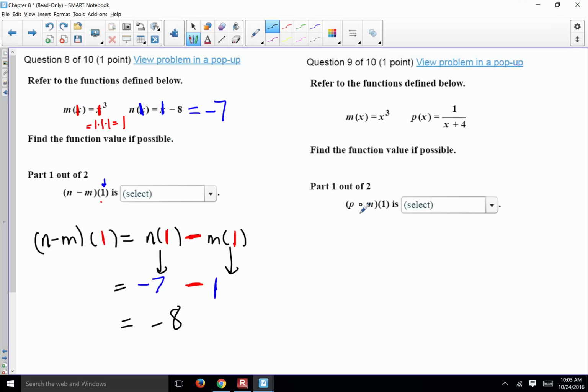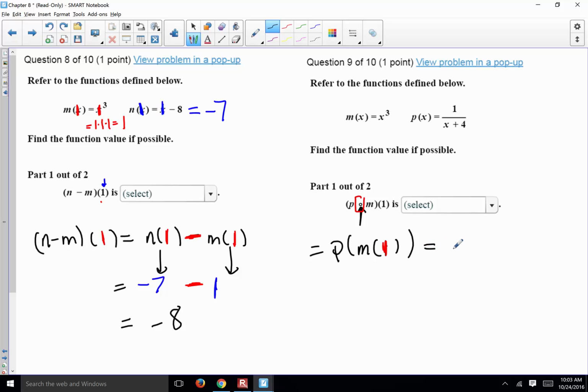Number 9. Oh, we are back to our nightmare again. It's composition. They want us to compose 2 functions, but this time instead of x we have a number. So how is it different? It's the same deal. You put the m machine inside, but we used to do it with x's earlier. You don't have x here. What do you have? m of 1. Yeah, 1.